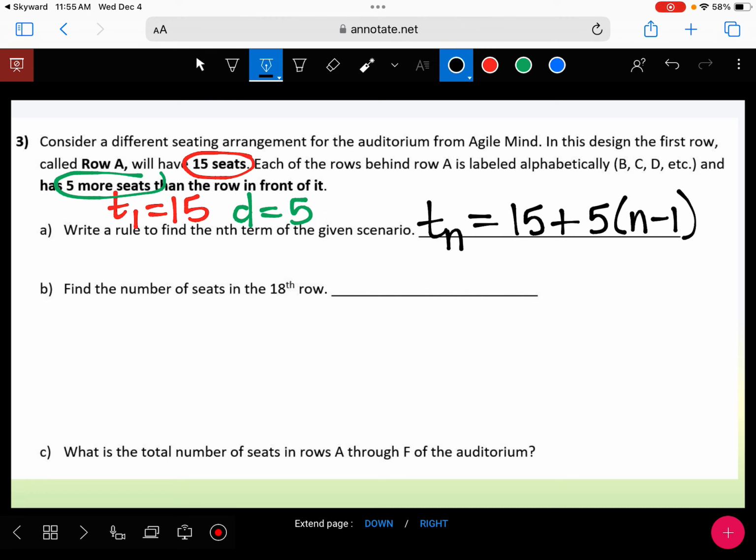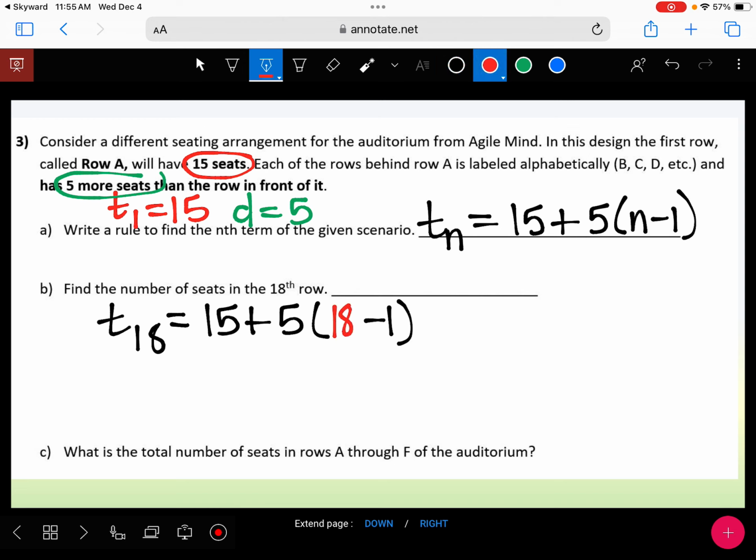Now use the rule that we just wrote in part A. Figure out how many seats would be in the 18th row. So to find T18, that means that n is 18. Take a minute, type that in, and see what you get.